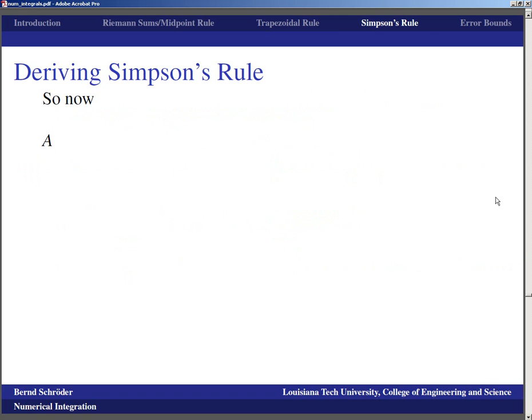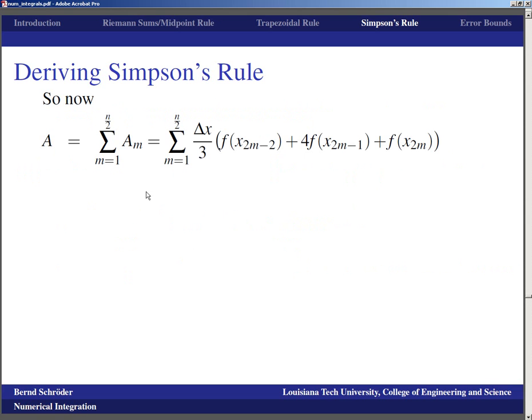And so now if we want to have the total area, we would have to sum up all these areas, and we would go with m equals 1 to n over 2, right, because we've paired the intervals, so this n over 2 multiplied by 2 really hits all the points that we've been working with.